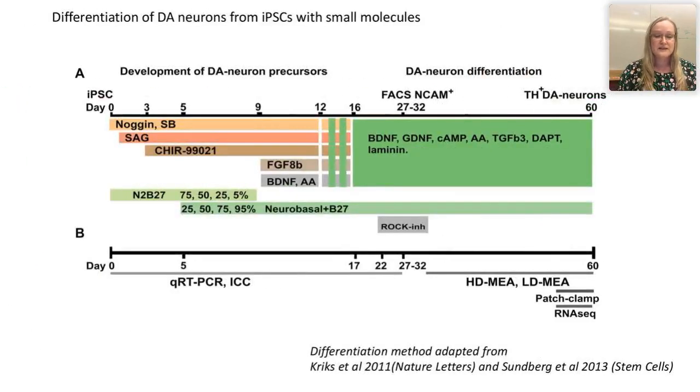Then we differentiated these iPS cells into dopaminergic neurons by using previously published methods with small modifications. Neural induction was done with the knockout serum replacement and SMAD inhibitor drugs, floor plate patterning was induced with SAG, and Wnt signaling activation was done with CHIR. The cells were sorted with the FACS sorting method with NCAM positive selection at day 27 to day 32 of differentiation. This was done to enrich the dopaminergic neurons in the cell populations.